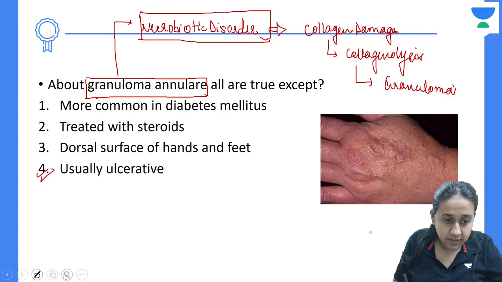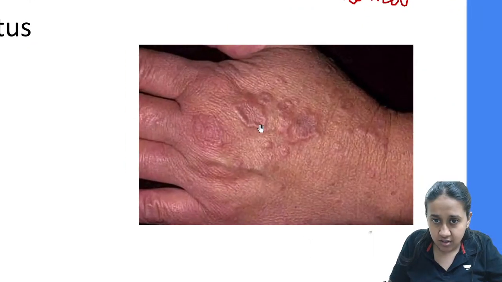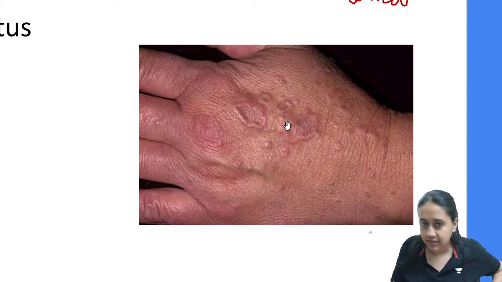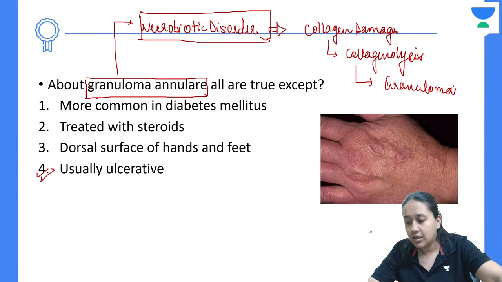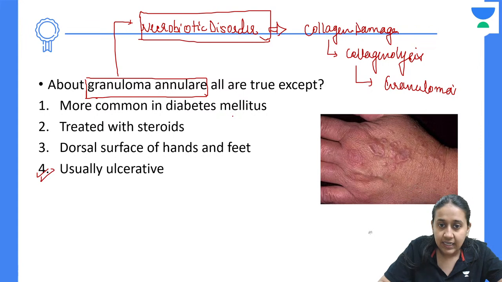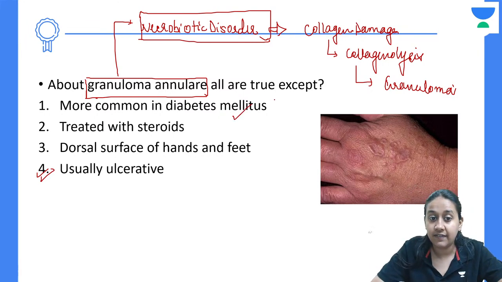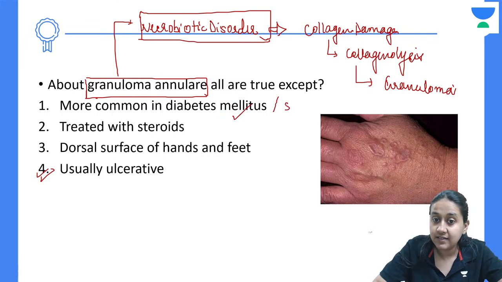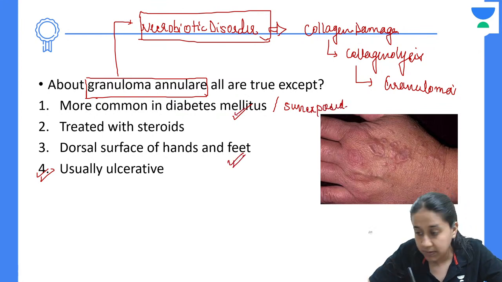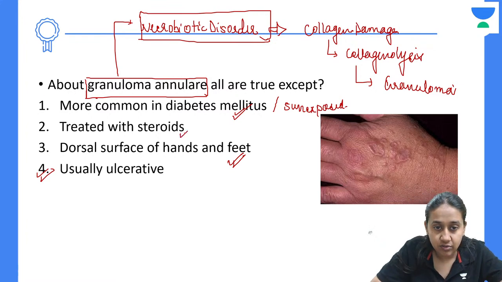Now how it appears clinically, look at this image. You will see annular lesions like this. Can you see the annular lesions all over? Yes, this is a very classical feature of granuloma annulare. It is mainly seen in patients who have diabetes, and it is mainly seen on the sun exposed areas, because sun damage is also one of the precipitating factors. For treating this you need steroids.